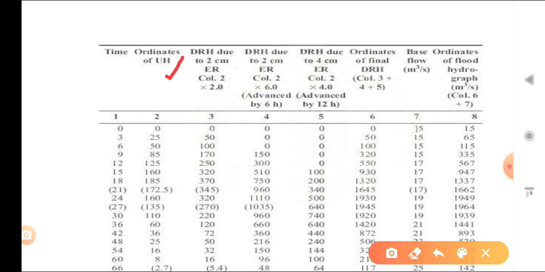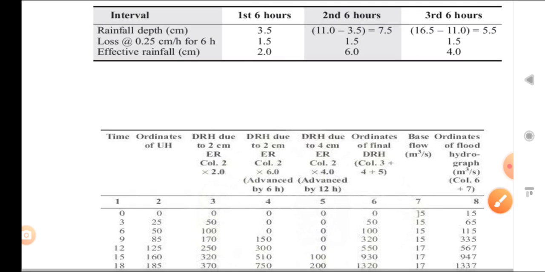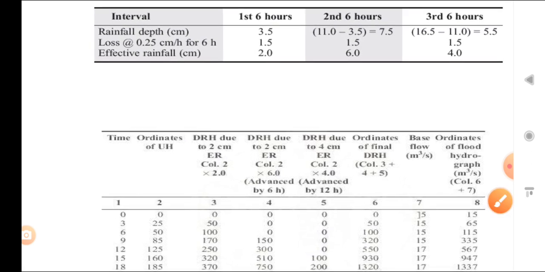Okay. And so first, effective rainfall is how much? 2.0. So we have to make the DRH due to 2 centimeter effective rainfall. How will we find the ordinate of DRH for 2 centimeter effective rainfall? Simply we have to multiply the ordinate of unit hydrograph by 2. Okay. So that is for 0 to 6.